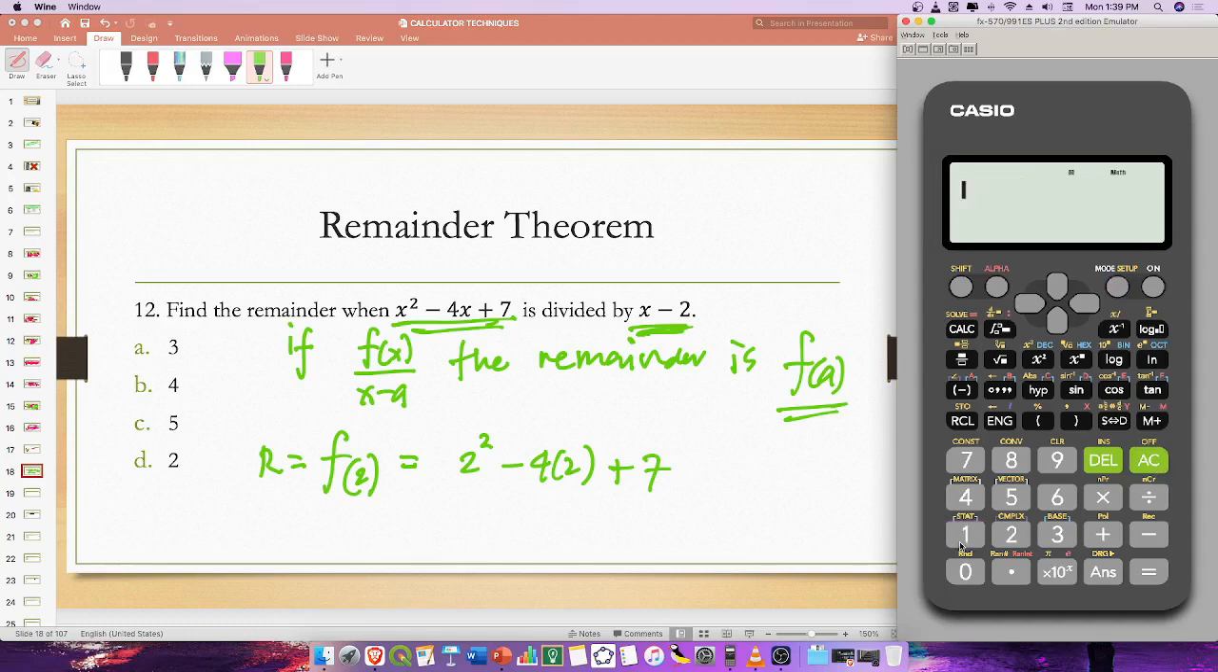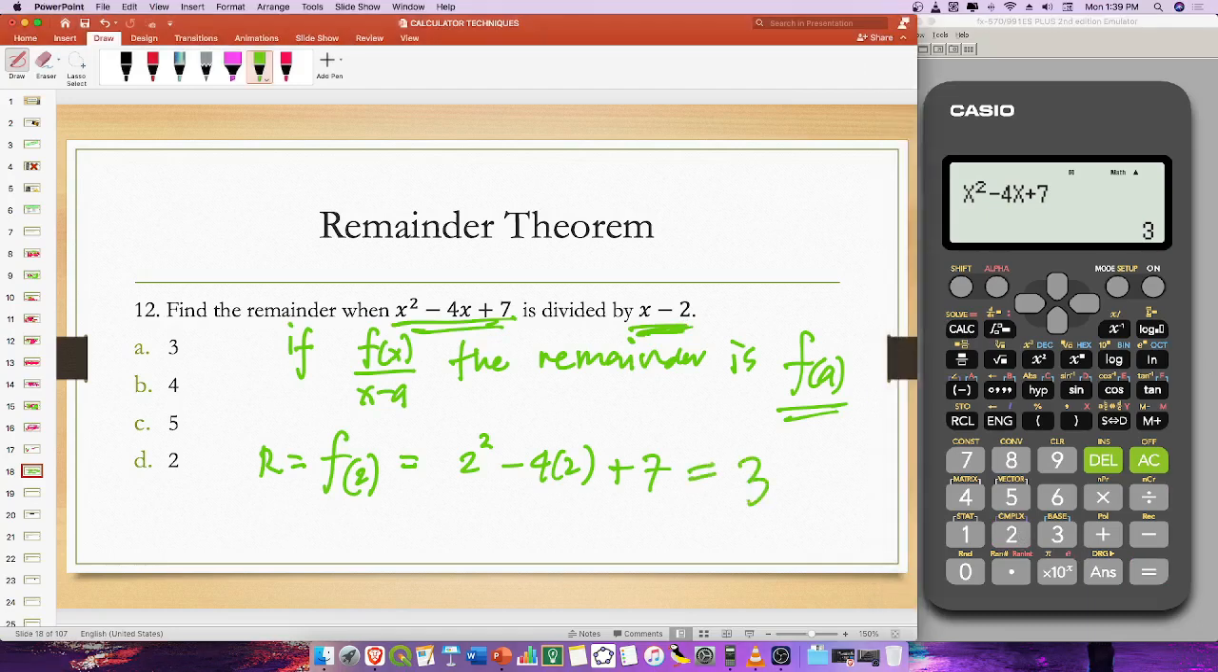You can solve that in your calculator. Let's go back to computation mode. You can input your equation, or you may just substitute. This time I will input my equation: x squared minus 4 times x plus 7, and then I will use the calc function to solve for the remainder. This time I will plug in 2, and the remainder is equal to 3. So the remainder here is 3.